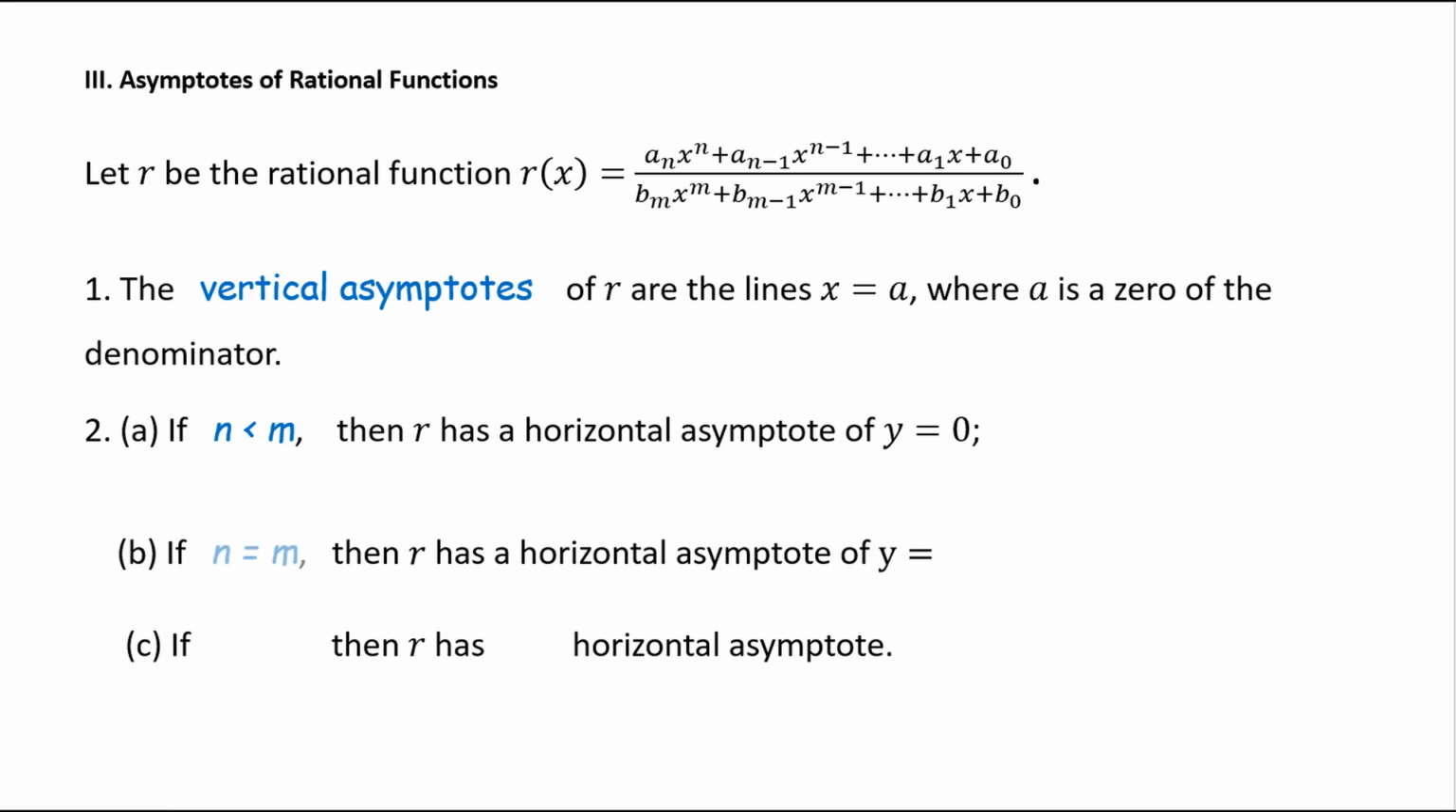B. If m equals n, that is, the degree of the numerator and the degree of the denominator are the same, then R has a horizontal asymptote of y equals a sub n divided by b sub n. That is the ratio of the leading coefficients of the numerator to the denominator. And finally, part C, if n, the degree of the numerator, is greater than m, the degree of the denominator, then R has no horizontal asymptote.